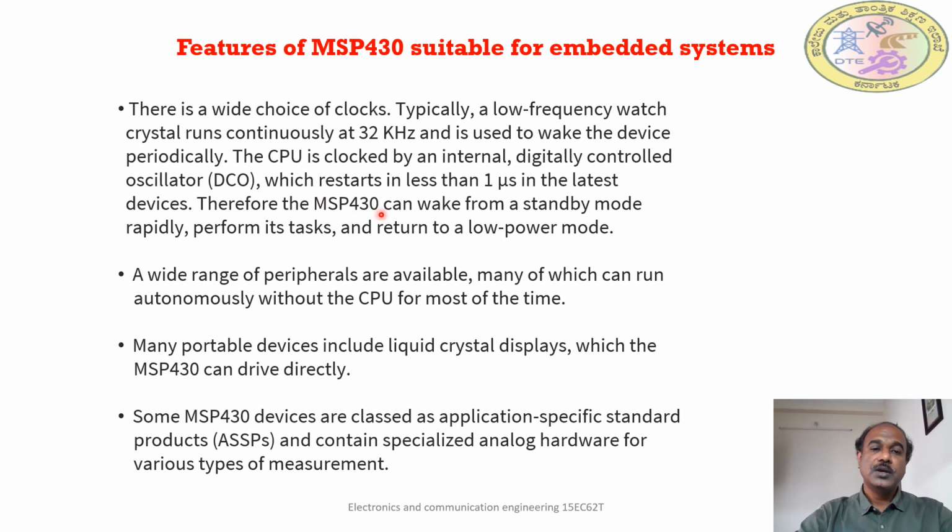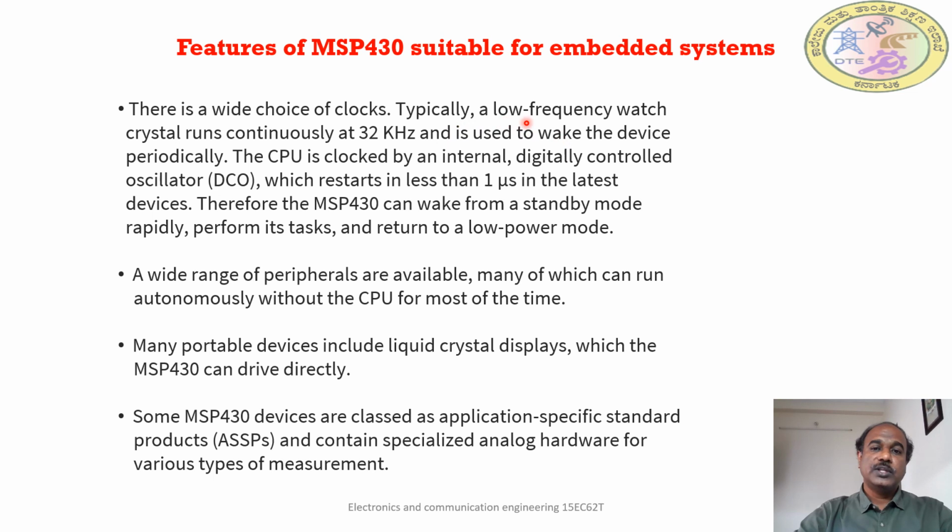So within this short period of time, we can start this DCO so that it can generate the clock for the processor. Now, when the processor is in one of the low power modes, and there is, for example, an interrupt, the processor should get back to its active mode, process that interrupt, and go back to the low power mode. At that time, we need the DCO to start within a short period of time. So this DCO in MSP430 can start within a period of 1 microsecond. That is the significance of this DCO, which generates the clock for the microcontroller core.